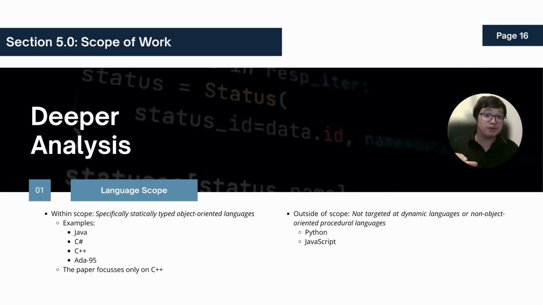It is important to emphasize that this technique is specifically designed for statically typed environments. This explicitly places dynamic languages like Python or JavaScript outside the scope. The technique relies on the compiler's ability to provide type information, which allows us to limit potential method calls much more effectively than in dynamic environments.